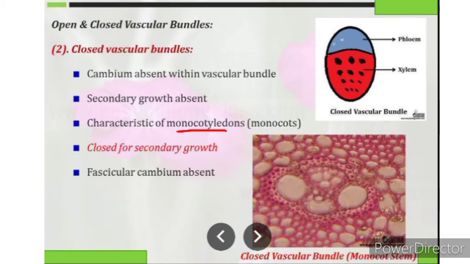In closed type of vascular bundle, there is no secondary growth found, and there is no fascicular cambium present. In closed type of vascular bundle, there is no cambium ring. As you see in the figure, here is the closed type of vascular bundle where xylem and phloem are separated, but there is no cambium ring. Okay, such type of vascular bundles are known as closed type of vascular bundles.